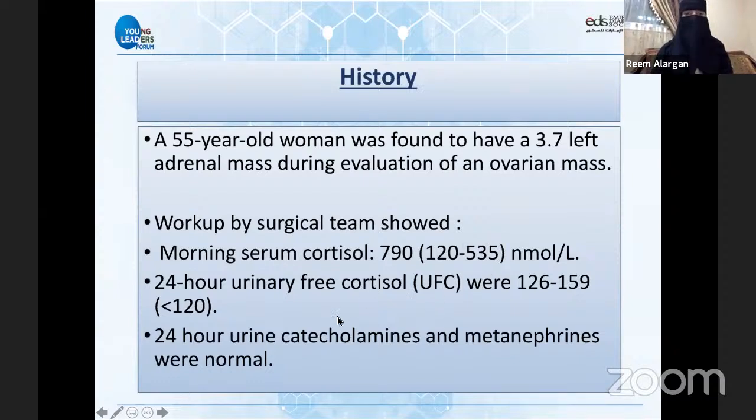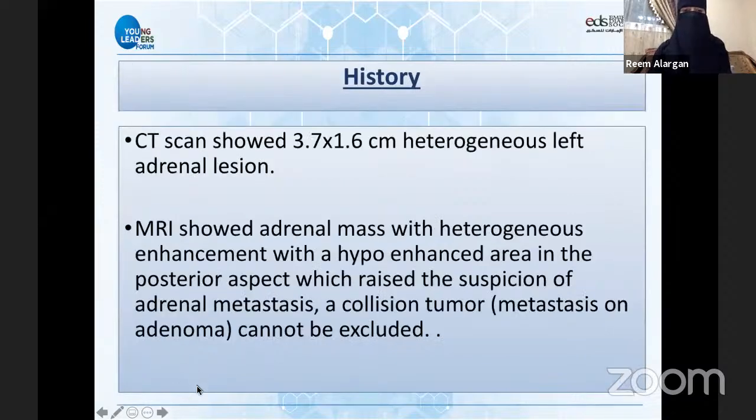And 24-hour urinary free cortisol was done twice. One was 126 and the other one was 159, with an upper limit of less than 120. So it was like 1 to 1.5 times the upper limit of normal. And she had normal 24-hour urine catecholamines and metanephrines. At that time, CT scan showed a 3.7 by 1.6 centimeter heterogeneous left adrenal lesion.